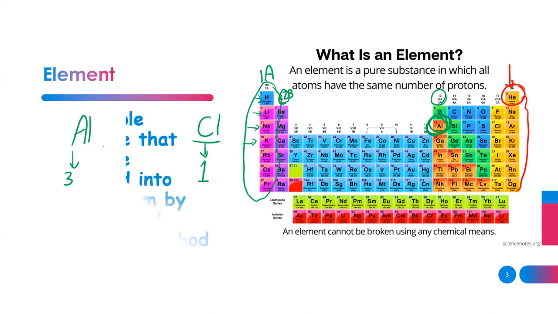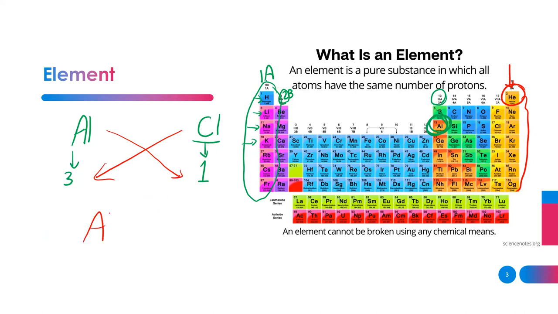Al, Cl. Sorry. There is a method we were using, like the scissor method. So how can I write it? Al, Cl, and under Cl, 3. Excellent. So it's AlCl3.